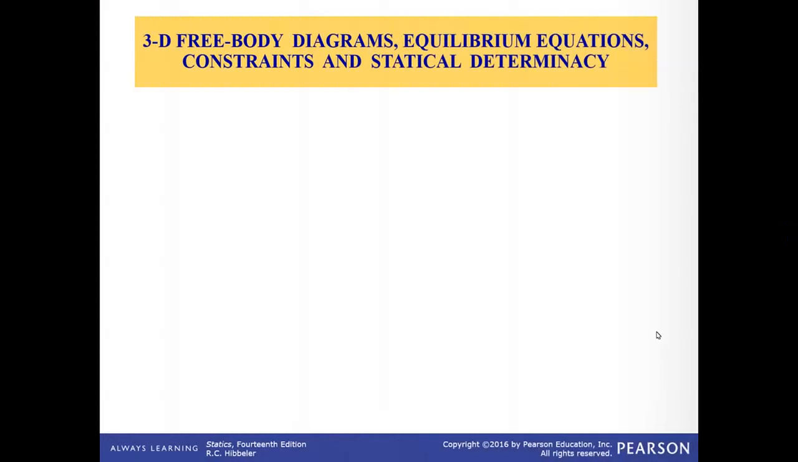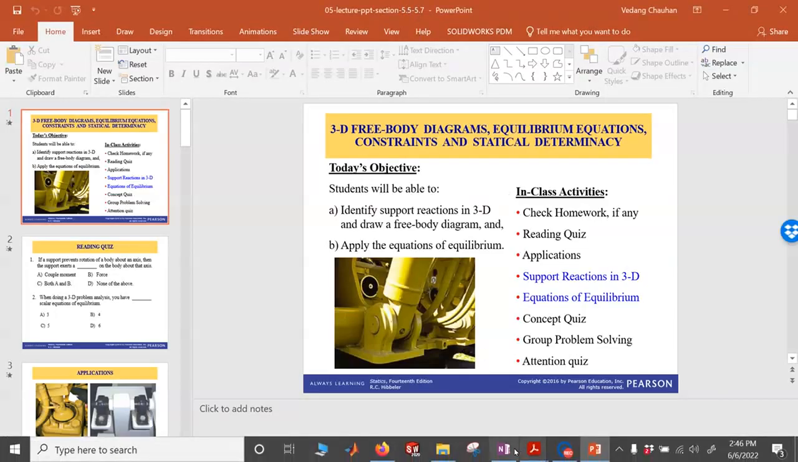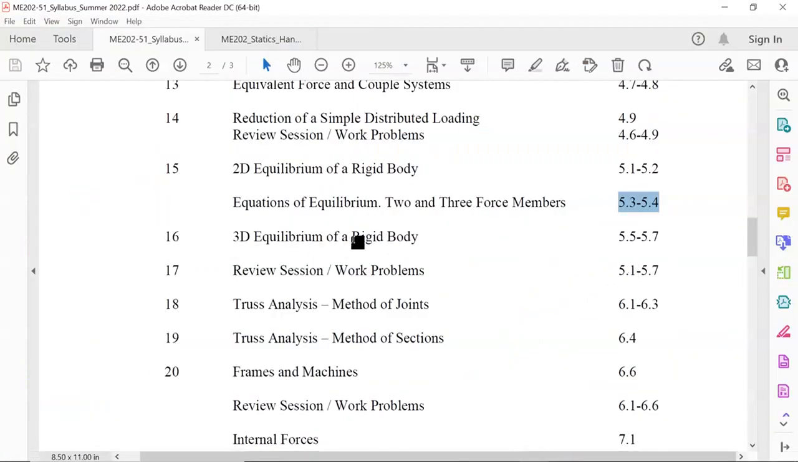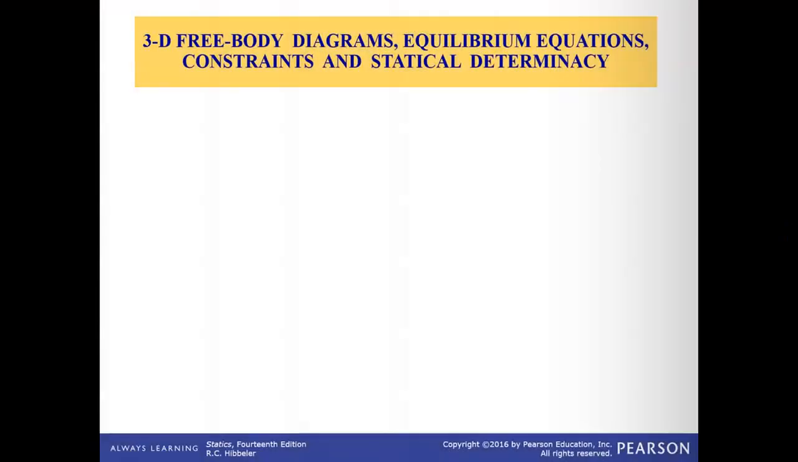Okay, topic 5.5 and 5.7. 3D equation of equilibrium. This is what we will discuss in this video. So in the previous video, we talked about equilibrium of a rigid body in 2 dimensions. Now we will talk about 3D free body diagram and equations of equilibrium, constraints and statical determinacy.